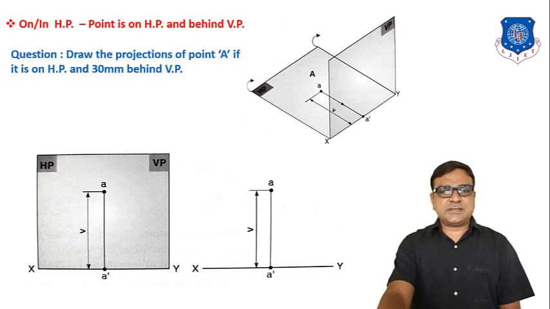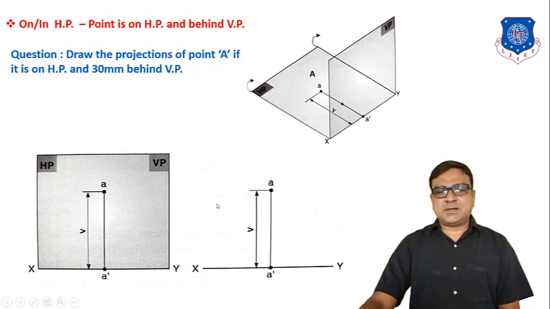Suppose the question is: draw the projections of point A if it is on HP and 30 mm behind VP. For this question, this is our solution, in which the value of V is equal to 30 mm.